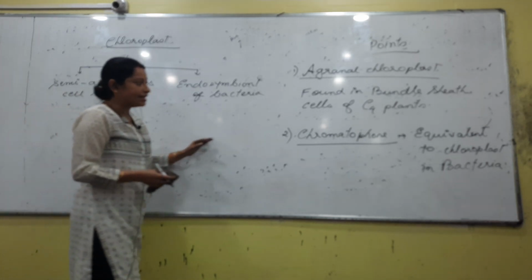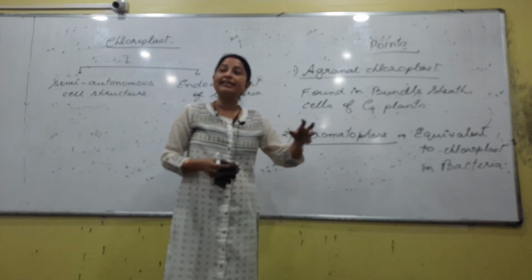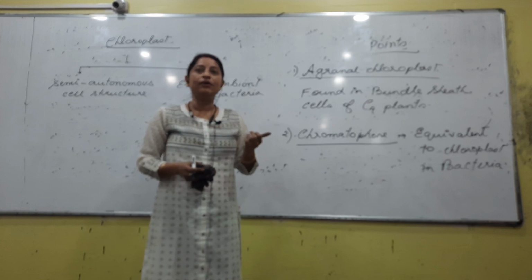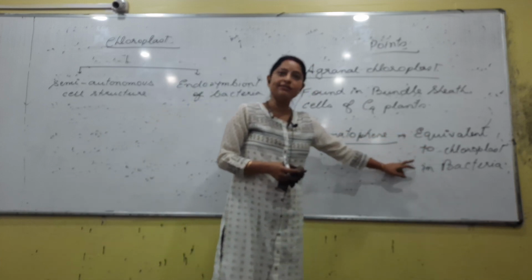So in bacteria you have an organelle that is called chromatophore. Chromatophore of ভিতৰত কি থাকে? Pigments থাকে আৰু সেইকাৰণে তাত কি হয়? Light reaction. So we can consider this to be equivalent to chloroplast in case of bacteria.